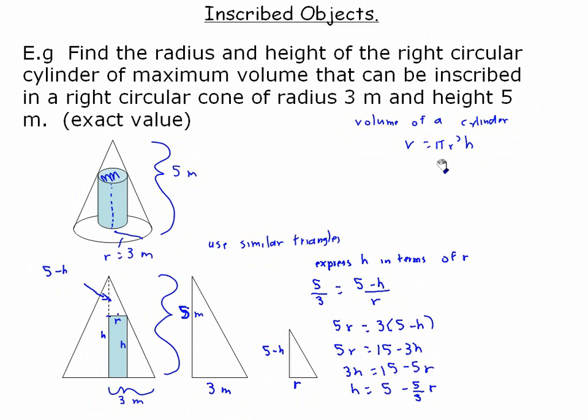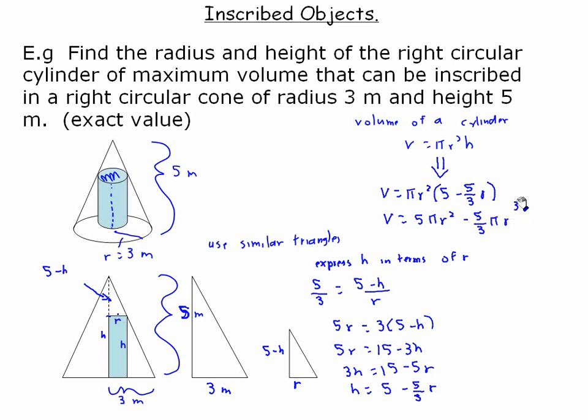And then, I'm going to go back up to this formula. We can now say that the volume is equal to pi r squared. Instead of h, we can write that as 5 minus 5 over 3r. And then one last step on this page, I'll go 5 pi r squared minus 5 over 3 pi r cubed.